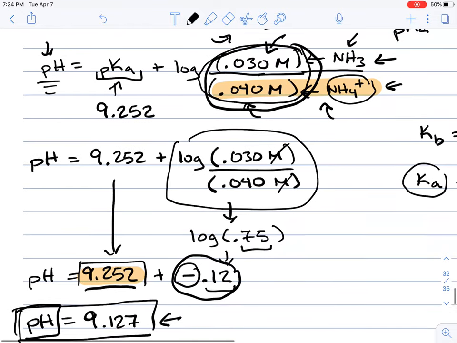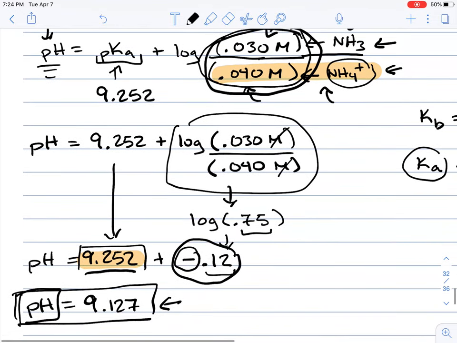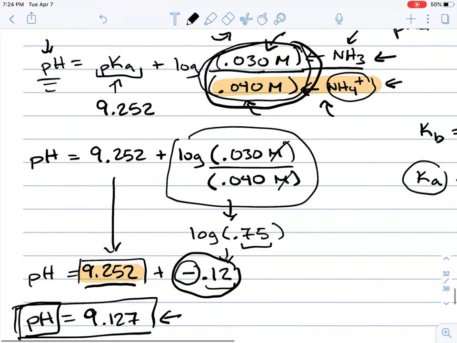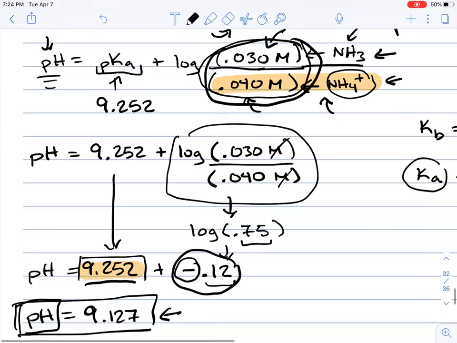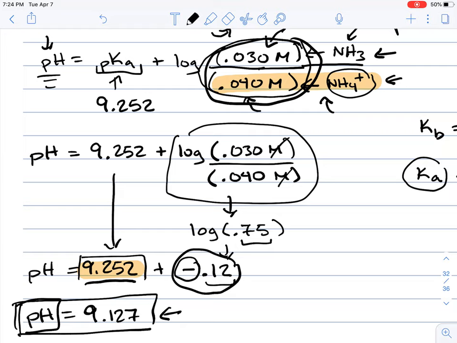Okay. All right. And so if you guys wanted to do this in terms of moles, so for instance, instead of molarity, it's in moles, we didn't divide it by one, you're going to get the same answer. And so once again, it highlights the fact that we can use either moles or molarity in the Henderson-Hasselbalch equation.